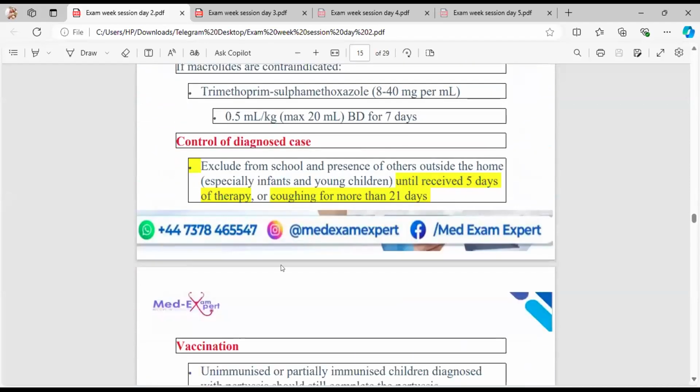Until receiving 5 days of therapy, because as we said, we start the treatment as early as possible. If you start the treatment early, before 21 days of cough, then your answer will be 5 days of therapy. And if the question is about a cough of more than 21 days, it means the patient is no longer infectious, so there is no need of exclusion, or for other family members outside of the home.